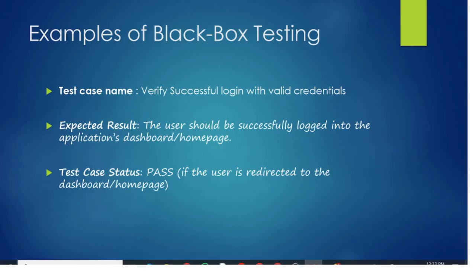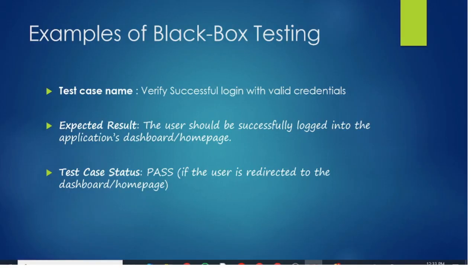Next, test case name. Another example for black box testing is verify unsuccessful login with invalid credentials. Here we are going to provide wrong input, like a wrong password or wrong username. Then the expected result should be that the login attempt should fail because we haven't provided proper credentials. We have provided invalid credentials, and the test case status must be pass.